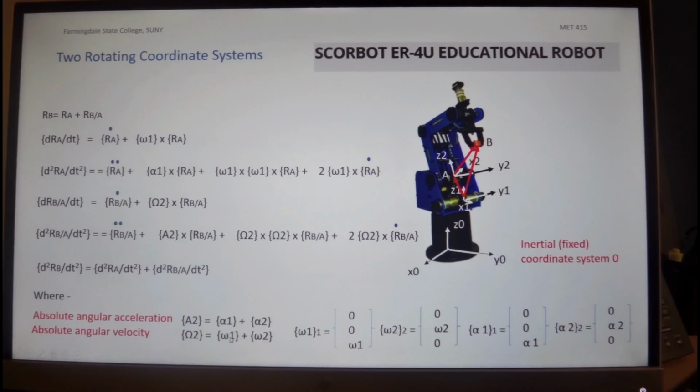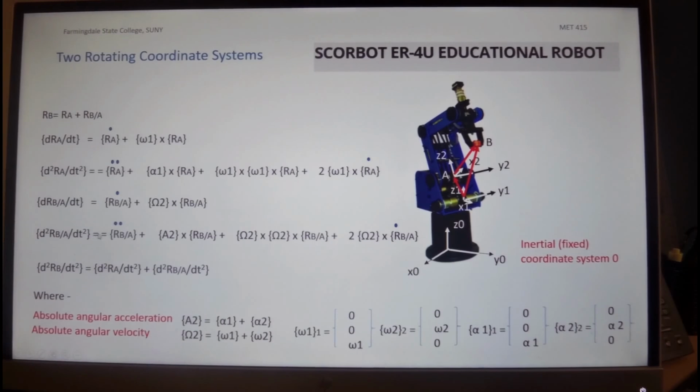Omega 1 is the angular velocity of 1 with respect to 0, and omega 2 is the angular velocity of 2 with respect to 1. The sum of the two is the absolute velocity of coordinate system 2 with respect to coordinate system 0. So that will be the absolute velocity of point B with respect to A.